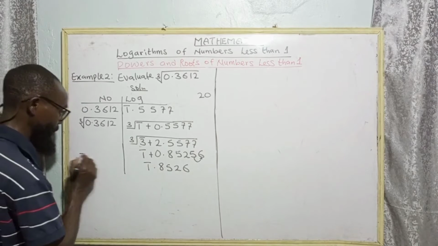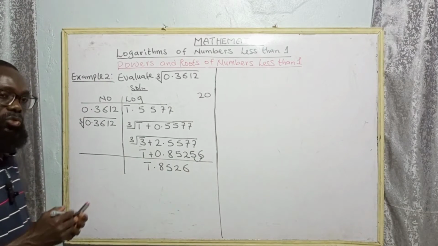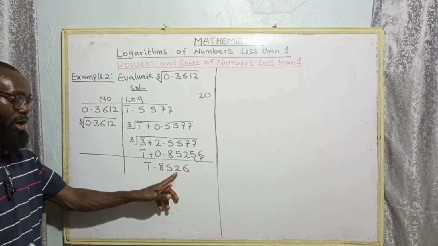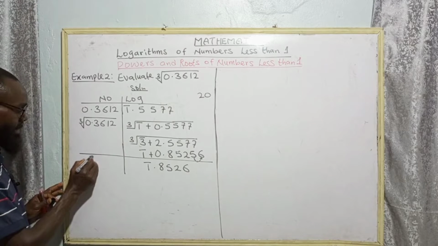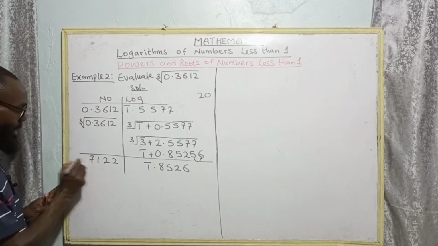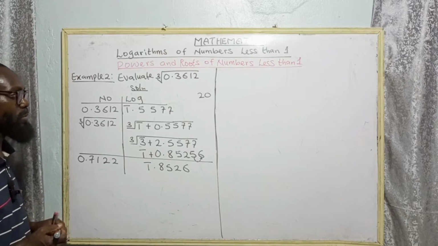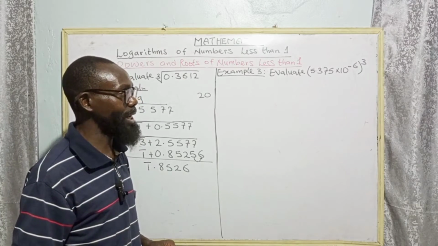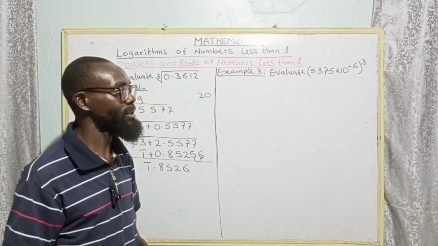1.8526. Fine. So the next stage is to find my final answer. That is to look for the anti-logarithm, 85 under 2 difference 6. I have 7, 1, 2, 2. So with this bar 1 mean 0.7122.